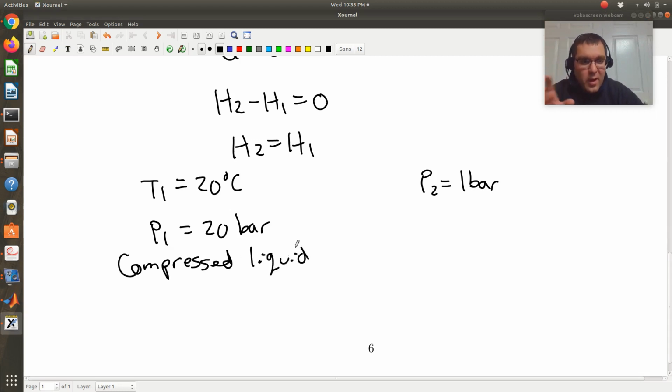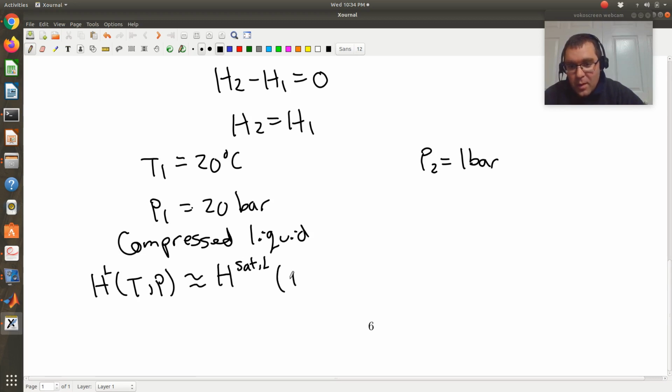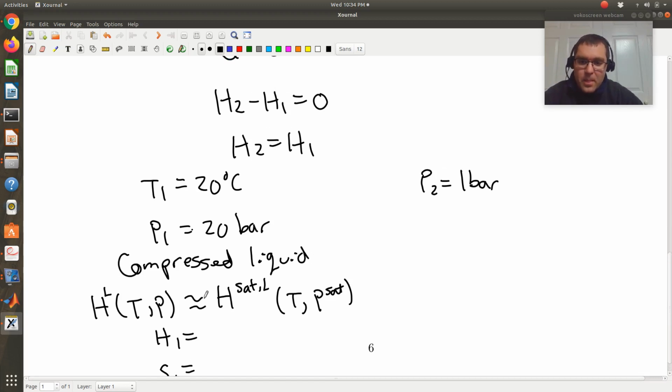Now if I use enthalpy just symbolically as my example. In general, when we're trying to pull properties for compressed liquids from the steam tables, when we're not given other information in the problem statement, the assumption we're going to make is that the enthalpy of my liquid at T and P is approximately equal to the enthalpy of the corresponding saturated liquid at the same temperature, but at the corresponding saturation pressure for that temperature. Okay, so what does that mean?